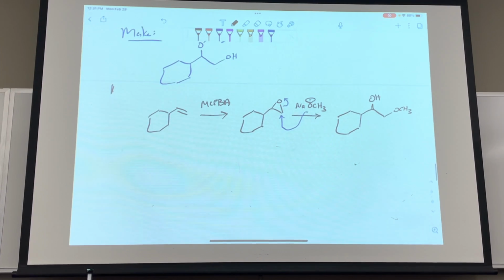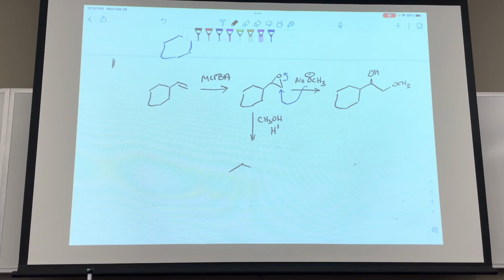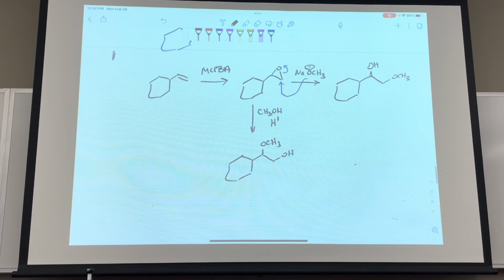So to do this in the way that's actually going to give us the product, we're gonna have to do this under acidic conditions. So using methanol under acid catalyst. And that would give you the target. All right. Any questions on that?